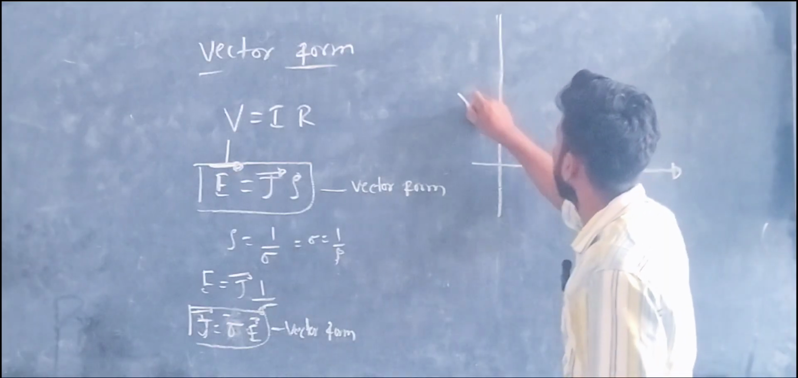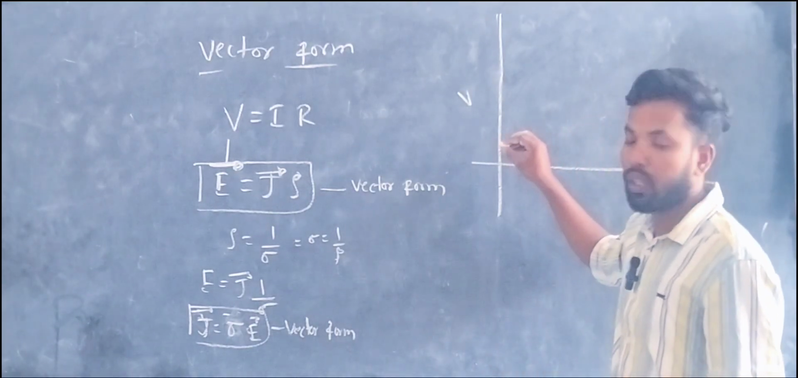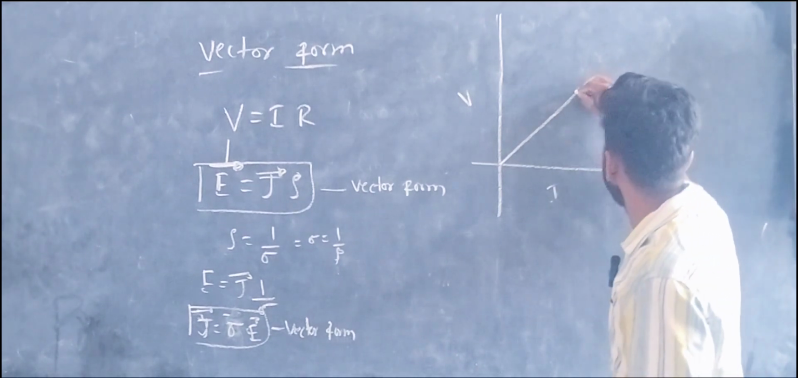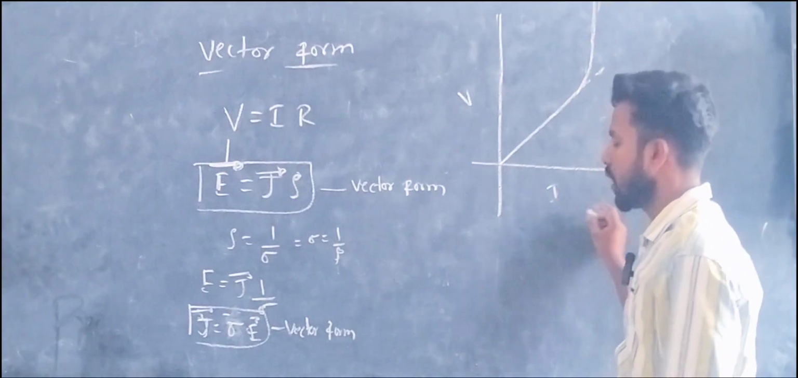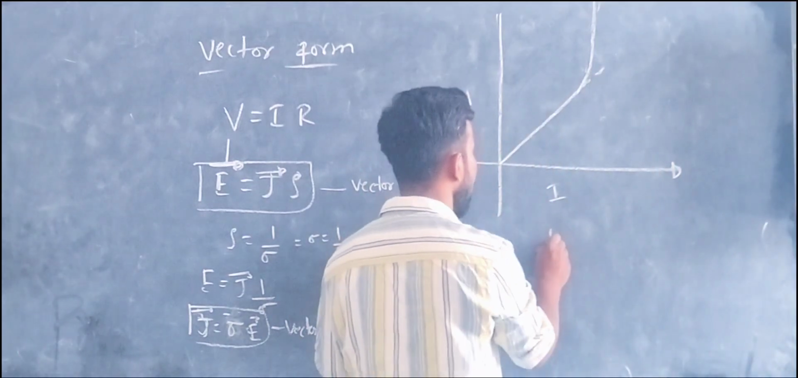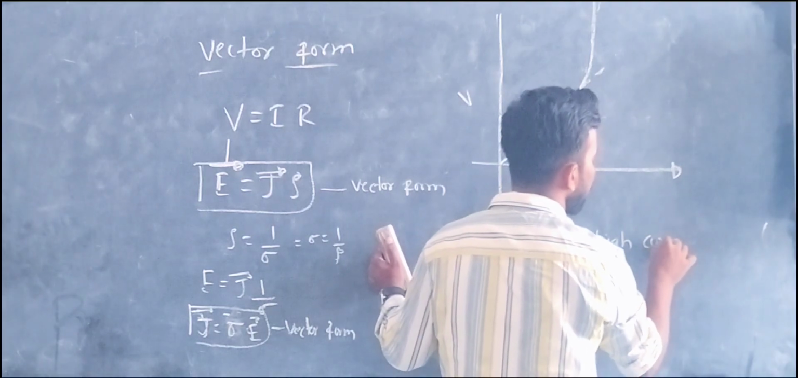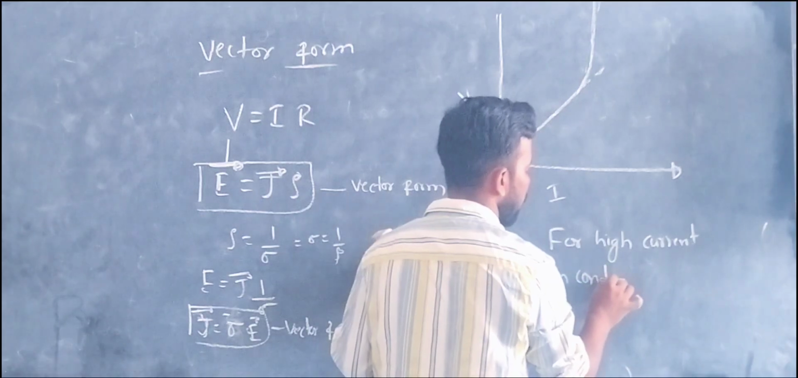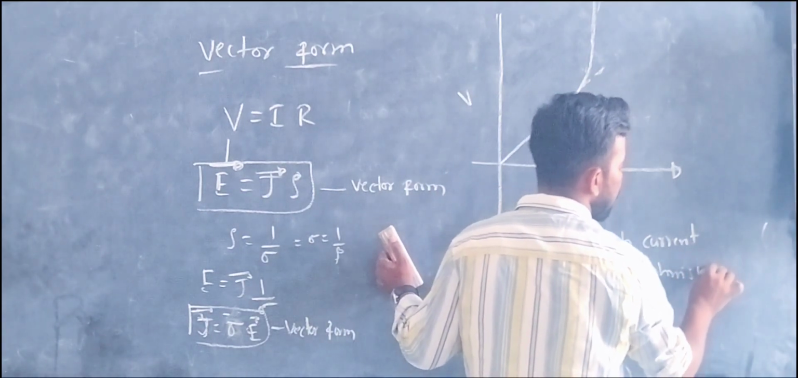This is V, this is I. According to Ohm's law, it should be a straight slope. But at high temperature, Ohm's law does not hold for a conductor. Ohm's law does not apply for high current in a conductor.